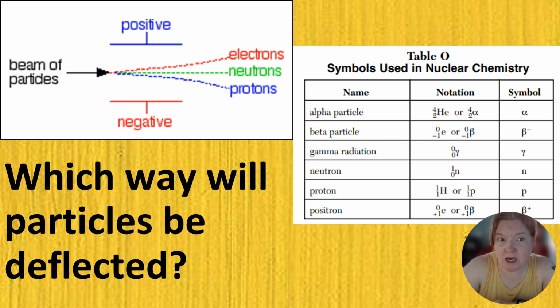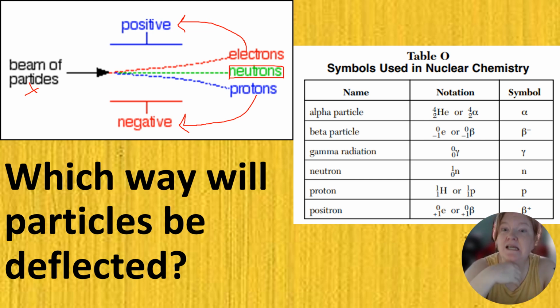Now, it's also important to understand that between alpha, beta, and gamma particles in particular, which way they will be deflected in a magnetic field or in an electrical field. So this is a reminder that if we had a beam of particles, the electrons would be attracted toward the positive pole, the positive magnetic field or the positive electrical field. Protons would be attracted toward the negative, and neutrons would not be attracted or deflected at all. They would pass through undeflected.